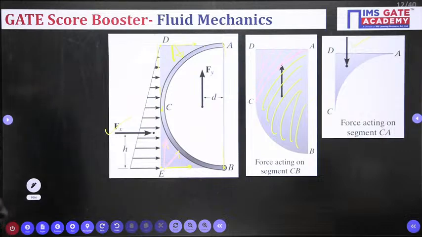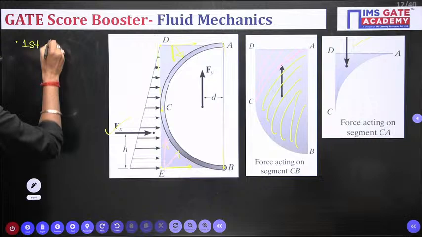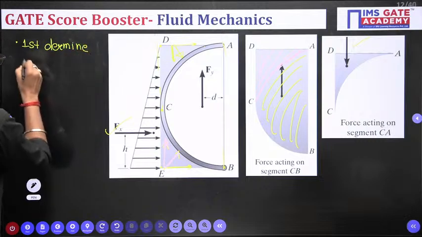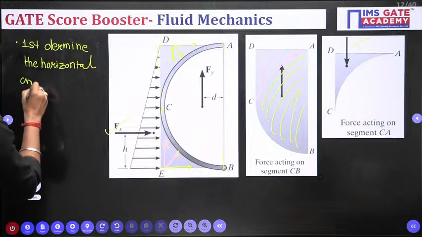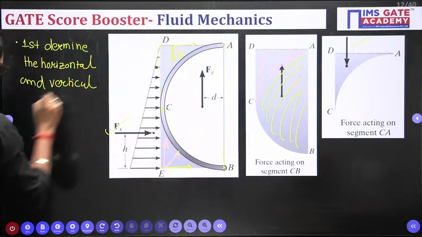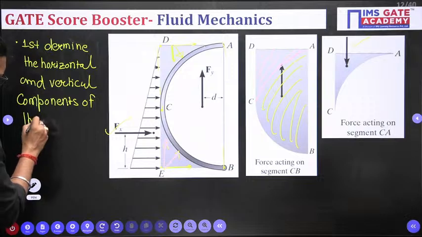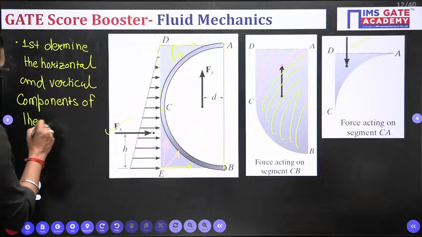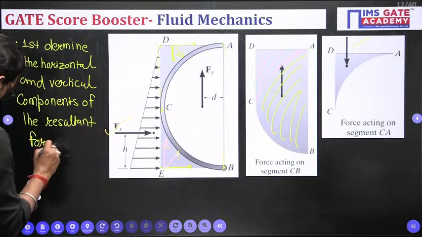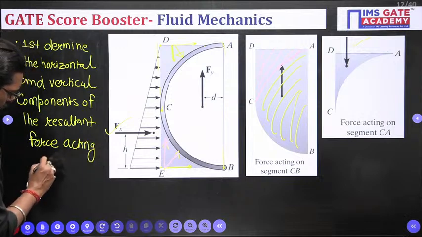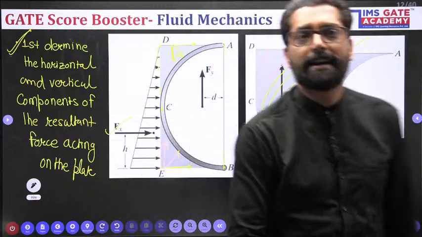So we have to start with that. First we have to determine the horizontal and vertical components of the resultant force acting on the plate. First we have to determine that. Okay.